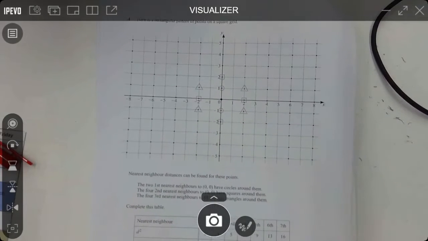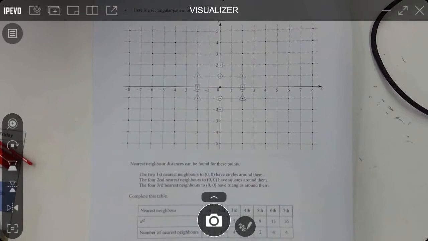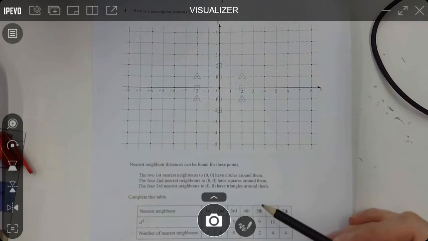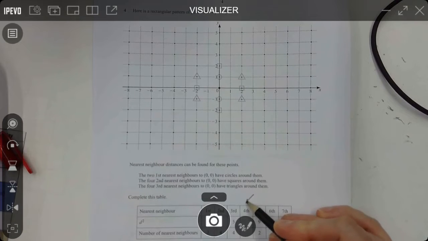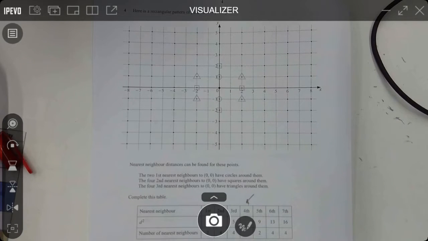Right, let's move on. Funny one, but we'll do it anyway. So number 4. They've listed some more nearest neighbours. All you've got to do here really is find the 4th nearest neighbour. So the first 3 have been done for us, and you've got to find d squared, and you've also got to find the number of nearest neighbours.